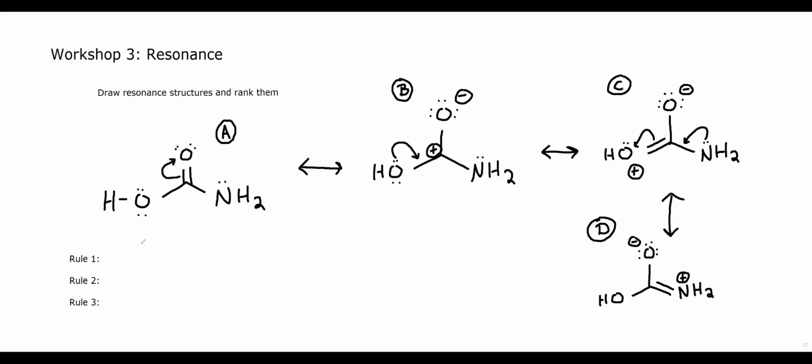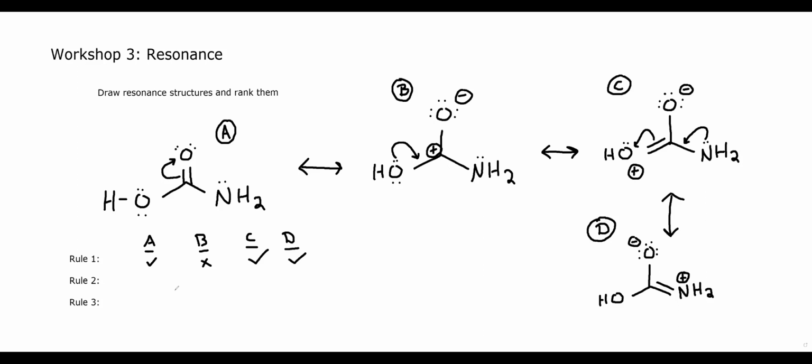Okay, so considering our structures A, B, C, and D, which ones have filled octets? A does, B does not. B has a carbocation in the center, that's a 6-electron carbon. C has all octets, and D has all octets. Okay, so that looks good.